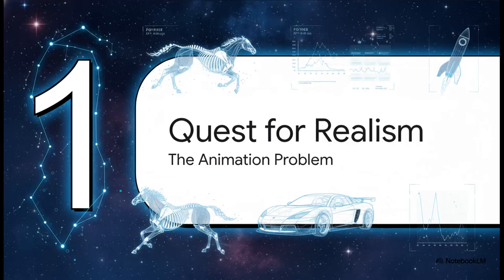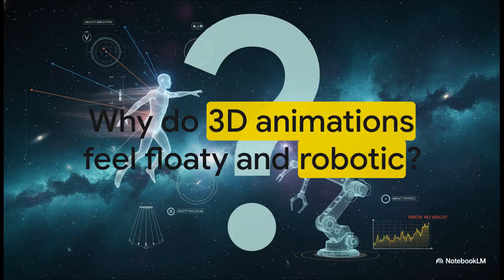All right, section 1, the quest for realism. So you gotta wonder, why do so many 3D animations end up feeling, well, floaty and robotic? I mean, we've all seen it, right? A character jumps, runs, or swings a sword, and it just feels completely off. They lack weight. They feel totally disconnected from their physical environment, moving way more like a camera panning through empty space than a creature made of flesh and bone.